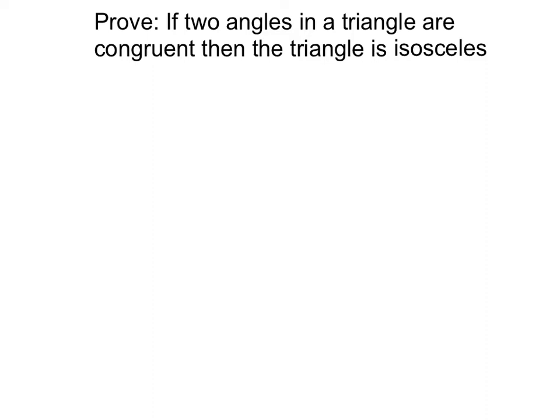Hello there. In class we proved that if you have an isosceles triangle, then the base angles are congruent. And in this video we're going to prove the converse of that. If you have two angles in a triangle that are congruent, then that triangle must be isosceles.